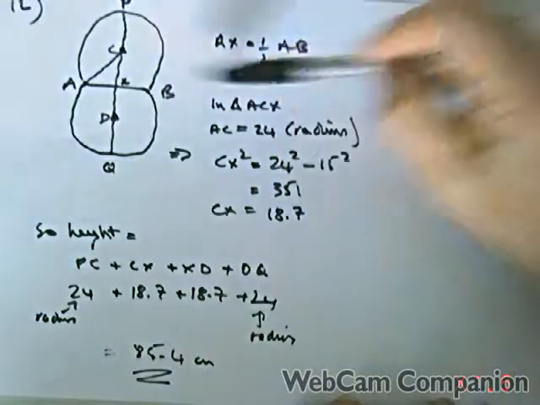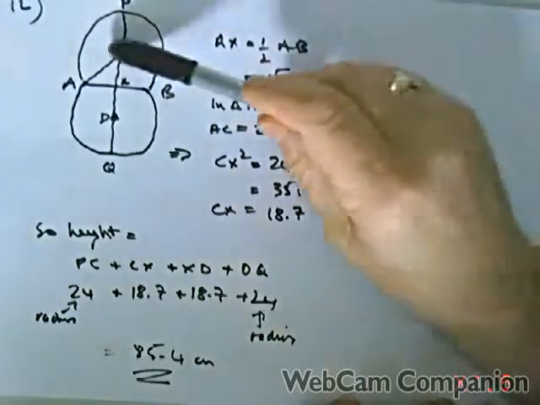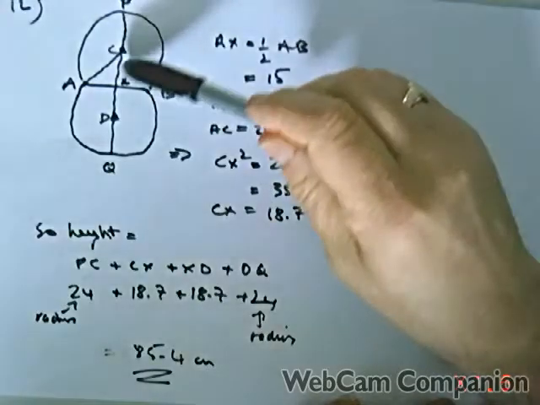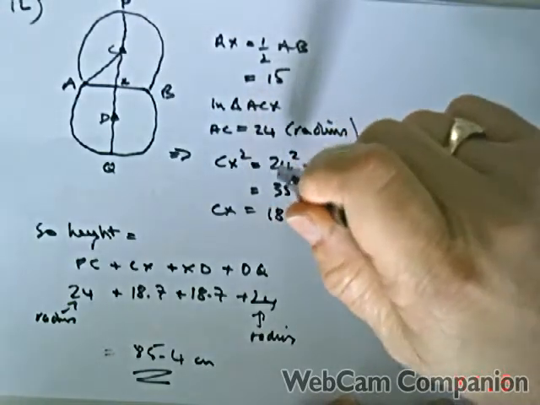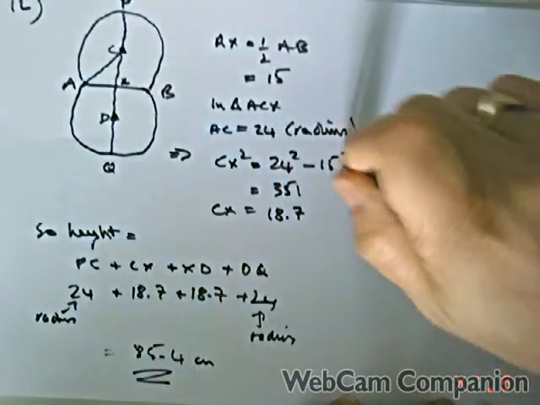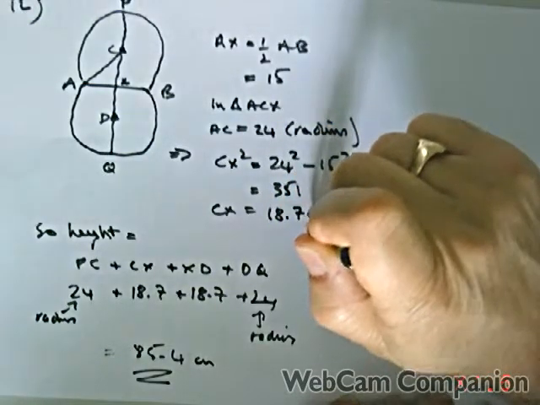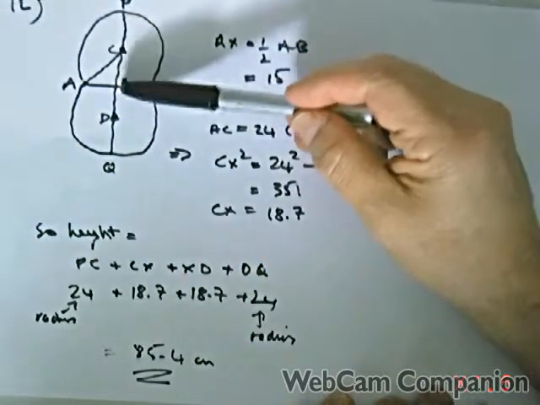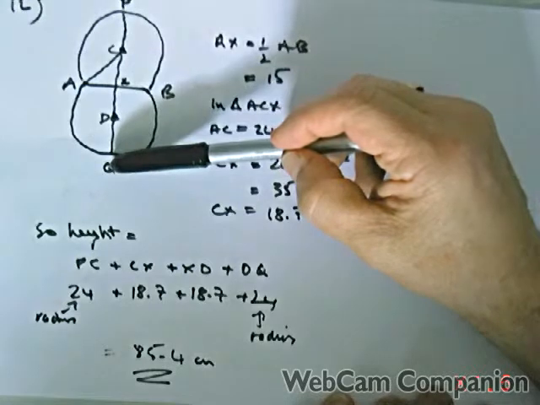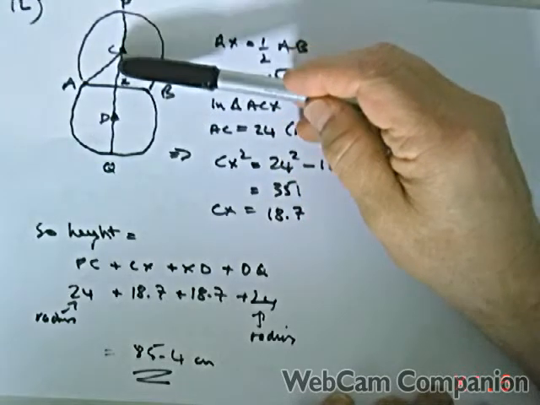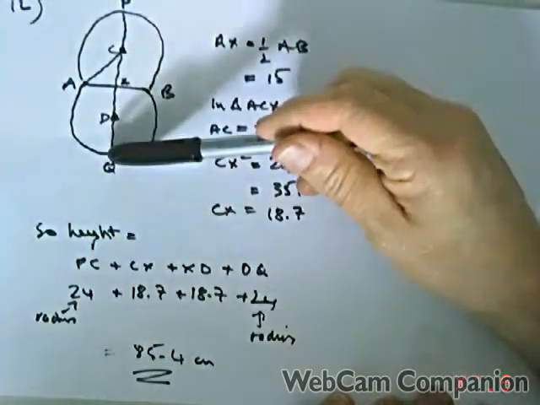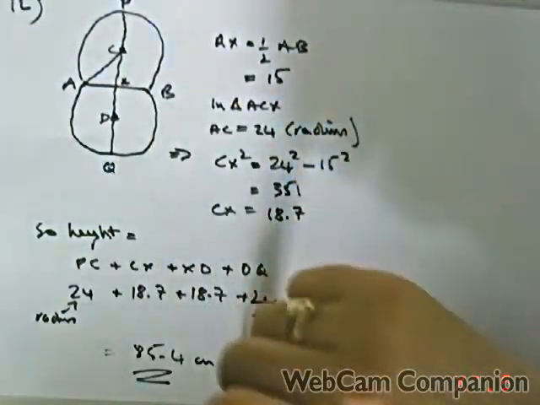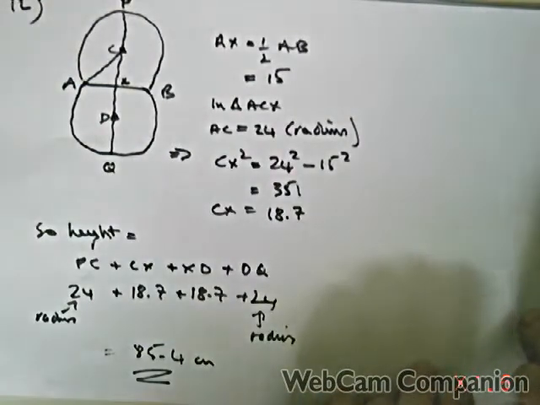So in this little right angle triangle ACX, I know AC is a radius, which I'm told is 24, so I can say that CX squared is Pythagoras, 24 squared minus 15 squared, which works out at 18.7. And then the height I want is just PC plus CX plus XD plus DQ. And I now know all those because PC is a radius and DQ is a radius. And then CX equals XD, 18.7. So I just add them all up to 85.4.